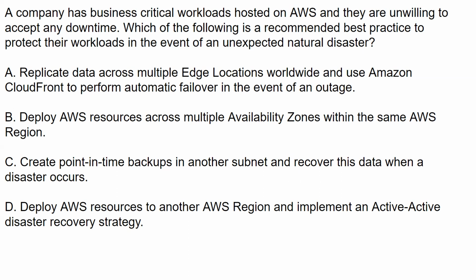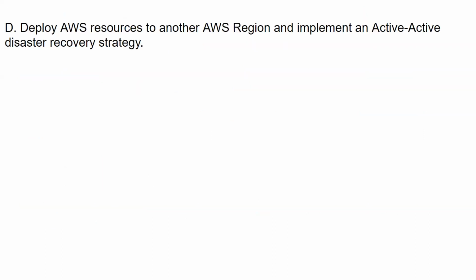A company has business critical workloads hosted on AWS and they are unwilling to accept any downtime. Which of the following is a recommended best practice to protect their workloads in the event of an unexpected disaster? Replicate data across multiple edge locations worldwide and use Amazon CloudFront to perform automatic failover in the event of an outage. Deploy AWS resources across multiple AZs within the same AWS region. Create point-in-time backups in another subnet and recover this data when a disaster occurs. Deploy AWS resources to another region and implement an active disaster recovery strategy. D, deploy AWS resources to another region and implement an active disaster recovery strategy.